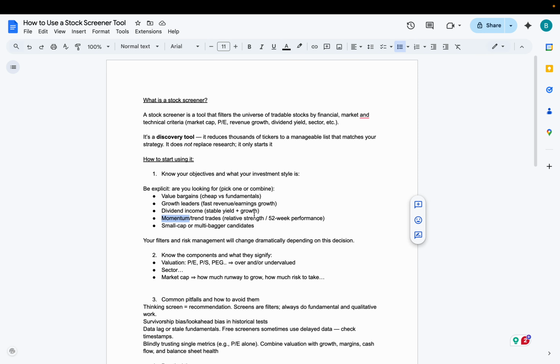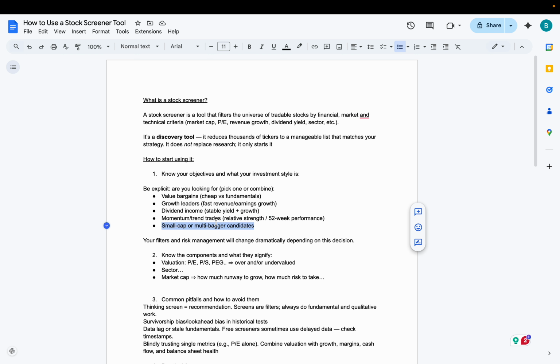Number four, momentum trend trades. All these are more technical in nature, which our site doesn't really provide data for as of yet. But it looks into relative strength, 52-week price performance, things like that. Your RSI, technical indicators, whether it's showing high or low, and then opportunities are there.